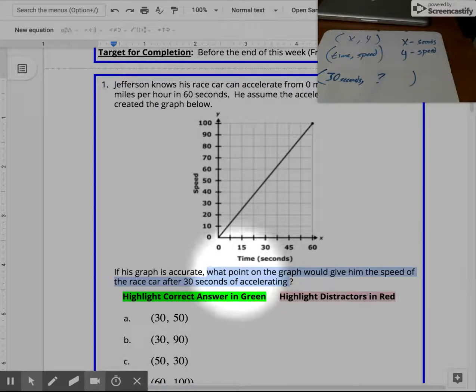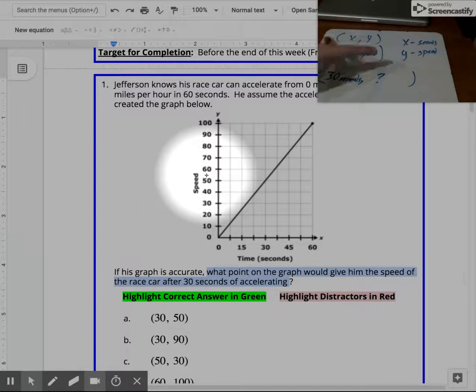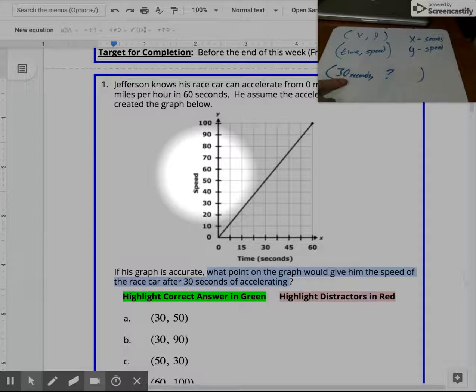So this is the key here. They want to know what point on the graph would give him the speed of the race car after 30 seconds of accelerating. So we have to see a few things that I've written on the whiteboard. X is time in seconds. Y, the up and down axis, is showing us the speed. So if we want to know the time and the speed, and here the time they told us is 30 seconds, then we need to look on the graph for when the X value is equal to 30, and that will tell us the speed at 30 seconds.